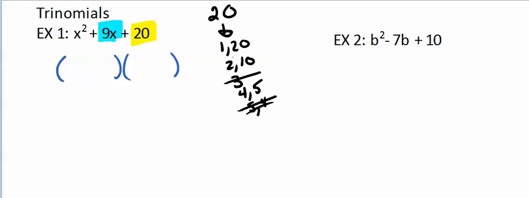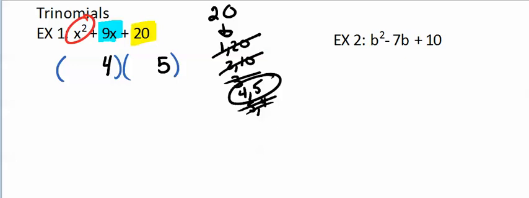And then I look at my factor pairs. Can 1 and 20 give me 9? Nope. 2 and 10? Nope. But 4 and 5 can. So I can put 4 here, 5 here. And since x squared is a perfect square because it can break into 2, and x goes here, x goes here. Since it's positive, I need them to add to positive 20 and add to positive 9. I put plus signs. And that gives me x plus 4 times x plus 5.